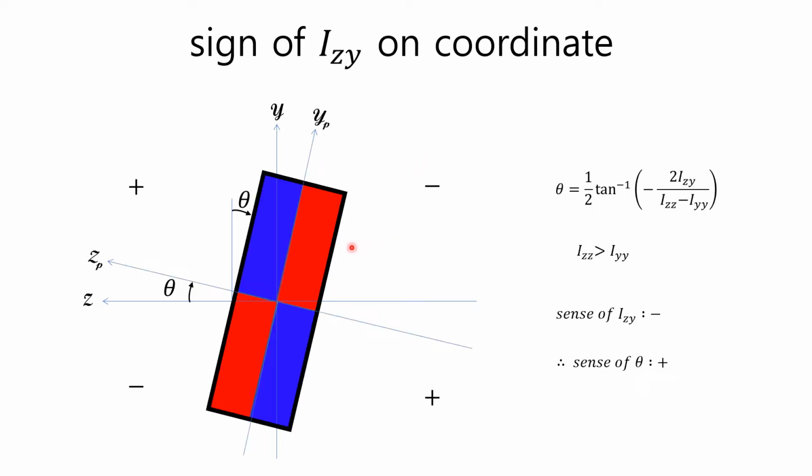Therefore, the principal axes Zp and Yp can be located theta degrees clockwise from the reference axis as shown in this picture. From this, if the product moment of area is negative and the second moment of area about the horizontal axis is greater than that about the vertical axis, the rotation angle theta has a plus value, and the principal axis is located clockwise from the reference axis.